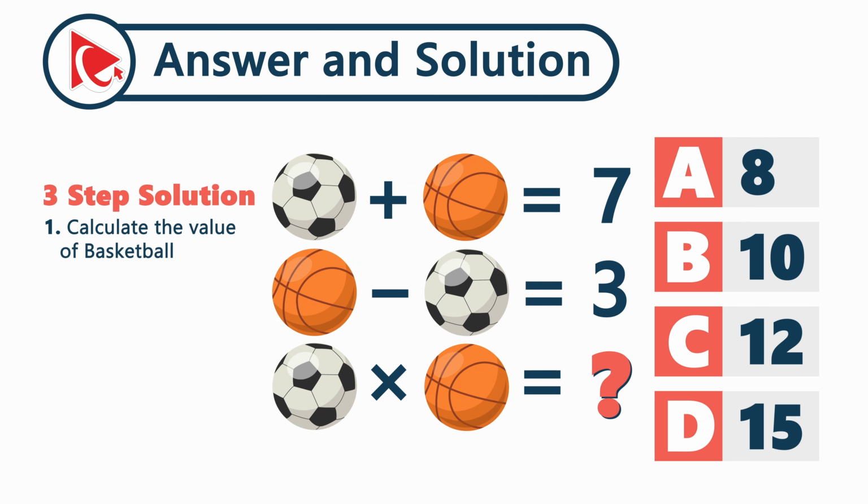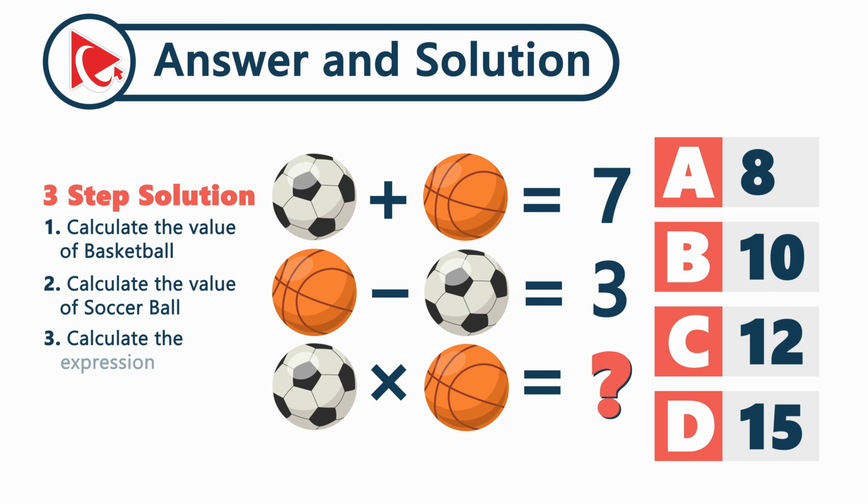In the first step, we'll calculate the value of the basketball. In the second step, we'll calculate the value of the soccer ball. And then in step 3, we will calculate the expression. You know, the expression was the missing value. Soccer ball multiplied by basketball equals question mark. Let's do it step by step.